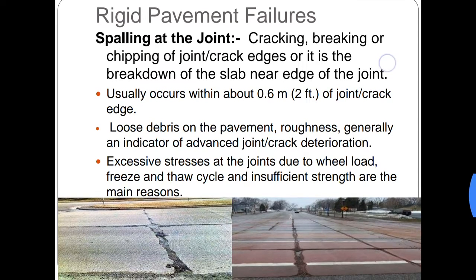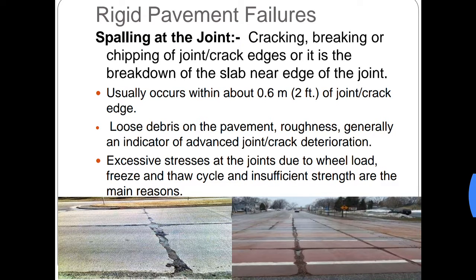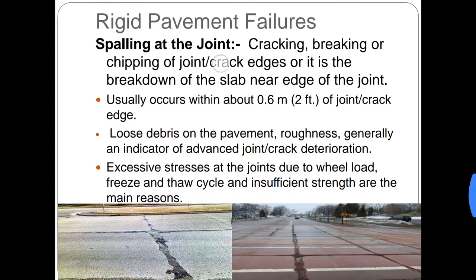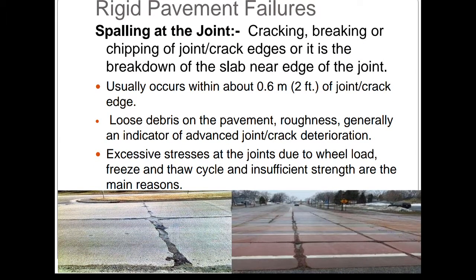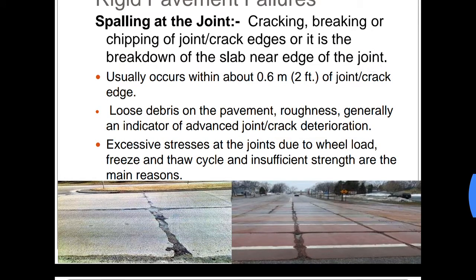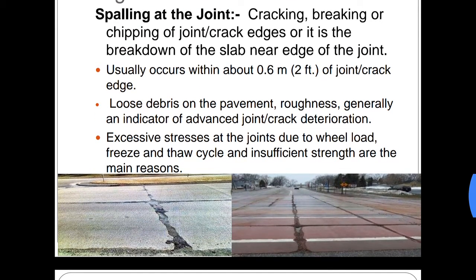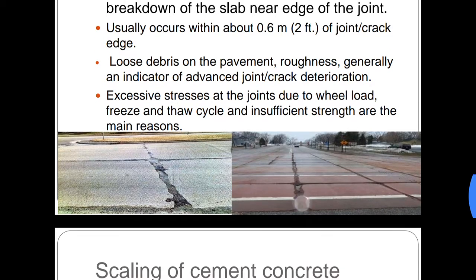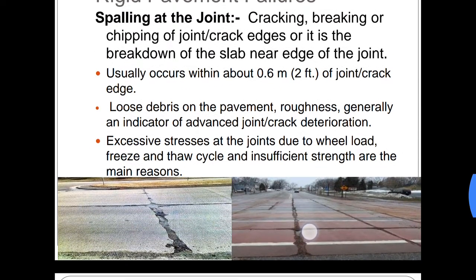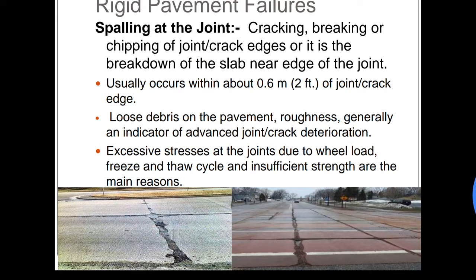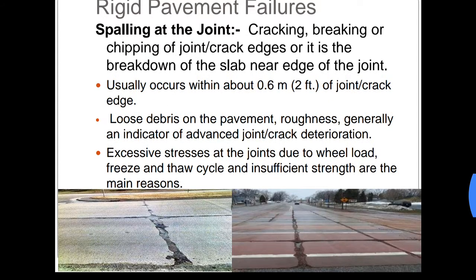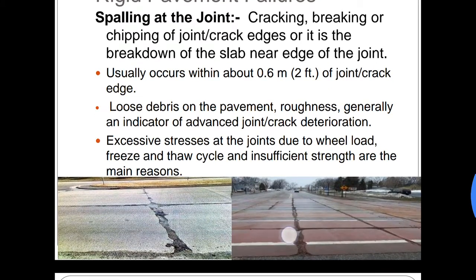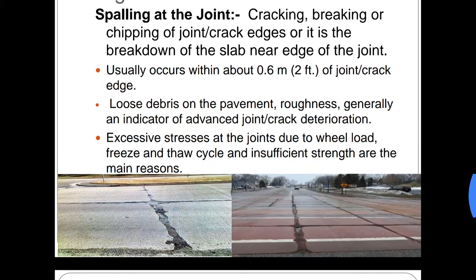Now we move to the rigid pavement failures. The first type of failure is spalling. Spalling at the joint is the cracking, breaking or chipping of the joint edges, or the breakdown of the slab near the edge of the joint. So here you can see this portion breaking up of the slab at the edges, or observing cracks over there, it is the spalling of joint. Usually it occurs within 0.6 meters or 2 feet of the joint crack edge. So within 0.6 meters from the crack edge we can observe this type of failure.